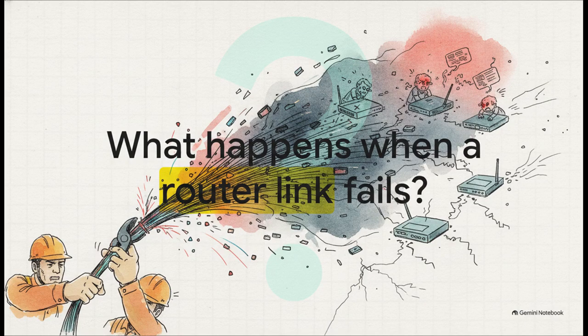So picture this scenario for a second. A construction crew is digging outside your building and, oops, they accidentally sever a major fiber optic cable. What actually happens when that router link fails? Well, if you don't have a routing protocol in place, an admin literally has to manually log in and update every single destination network into every single router's routing table. The very second that cable is cut, the network instantly breaks, traffic drops, and total chaos ensues until a human steps in to fix it.